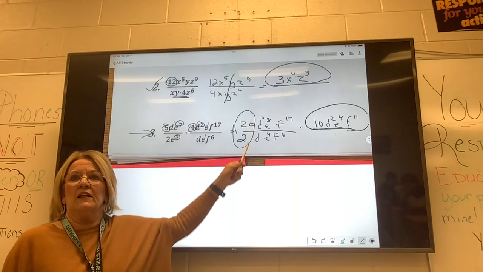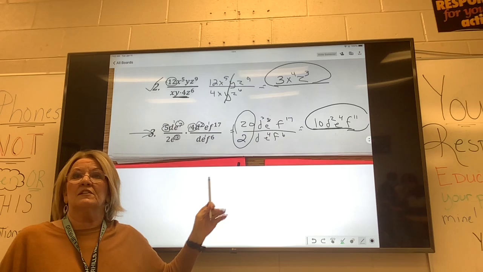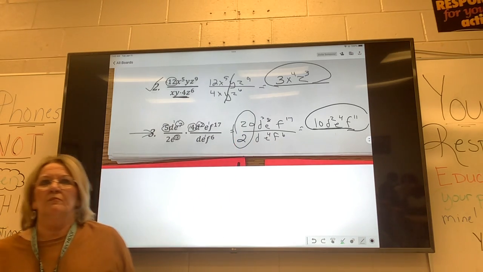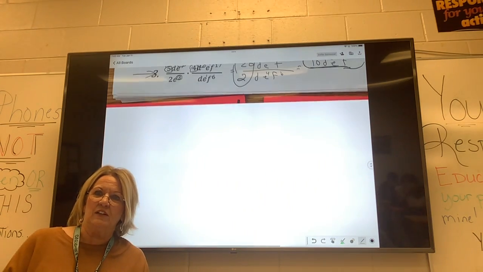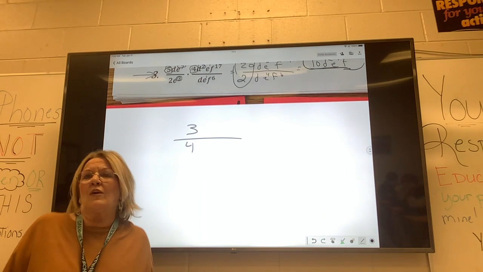Like this, the 20 over 2, you have to simplify. So 20 over 2 is 10. You have to simplify. You don't keep them. The only time you keep, maybe what you're talking about, is if you had this. Look here. If you had a 3 something over 4, 3 over 4 is simplified.